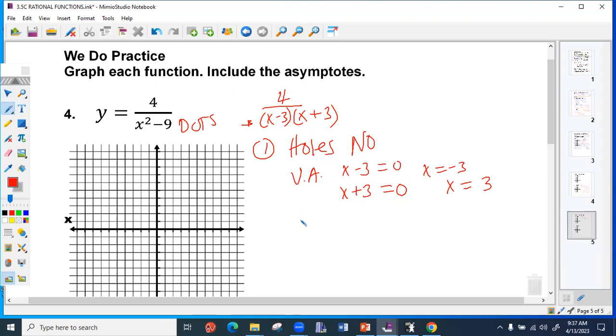Next is our horizontal asymptote. Your horizontal asymptote depends on the degree of your numerator and the degree of your denominator. The degree of our numerator, I'm going to actually use n so that you guys be happy. The degree of the numerator is less than the degree of the denominator. And what happens when the degree of the numerator is less than the degree of the denominator? It's at 0. Your horizontal asymptote is at y equals 0.